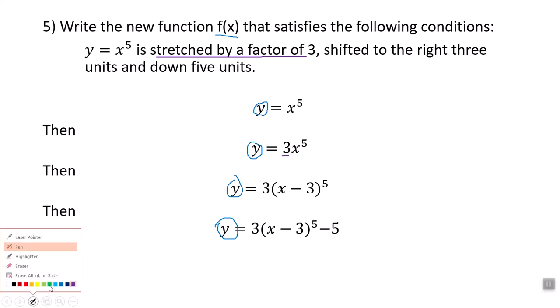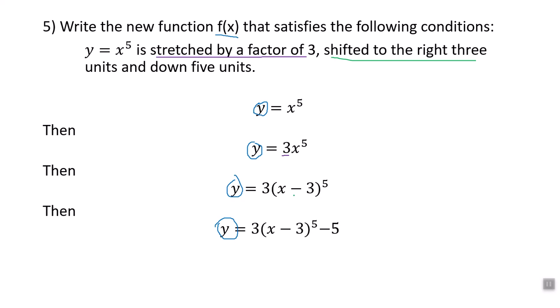We have, let's go with green, shifted to the right 3 units. And let's go with an annoying red, down 5, up and down, vertical translations, those are on the outside. So the minus 5 is on the outside. We'll throw a little f of x on here instead of the y, and we have completed the problem. All right, good job.